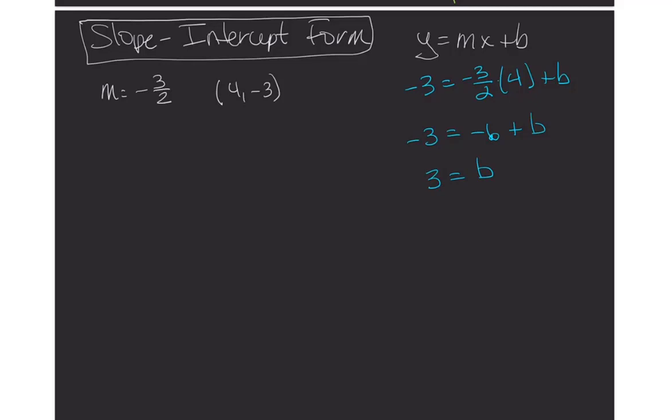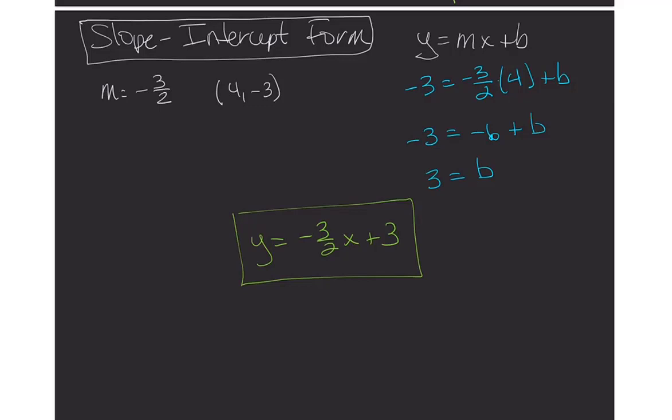So now we know the slope and the y-intercept. So what do we get? y equals -3/2 x plus 3. And you all know how to graph these, right? All right.